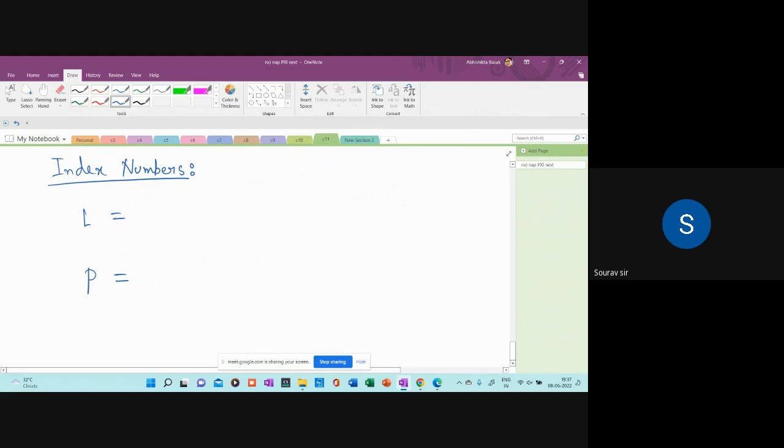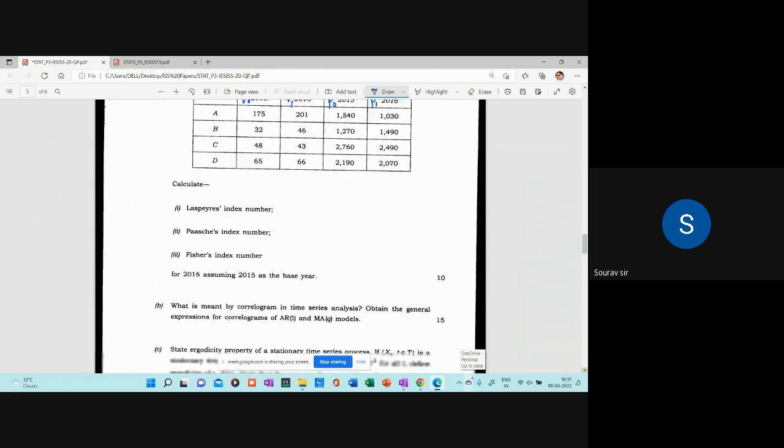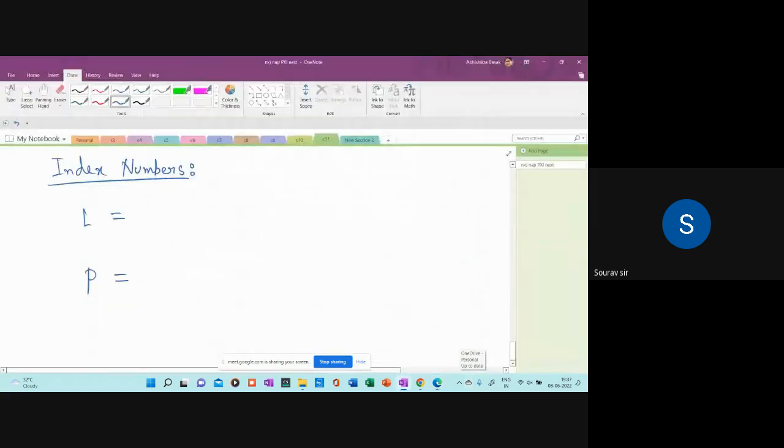Okay, let me help you out. So we first read the question: the prices and quantities are given, for last year's index number. Since the prices and quantities are given, we are assuming that we need to find the price index numbers. We are not going into the formula of the quantity index.